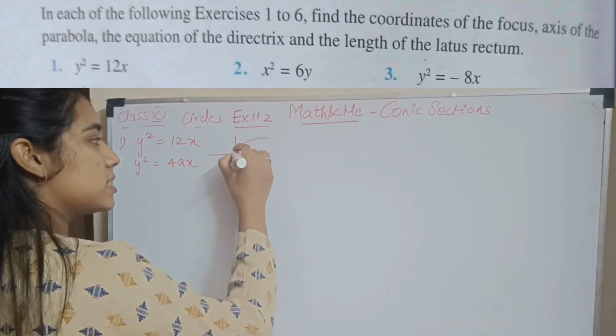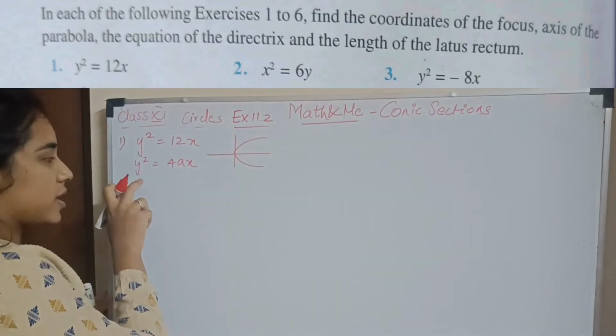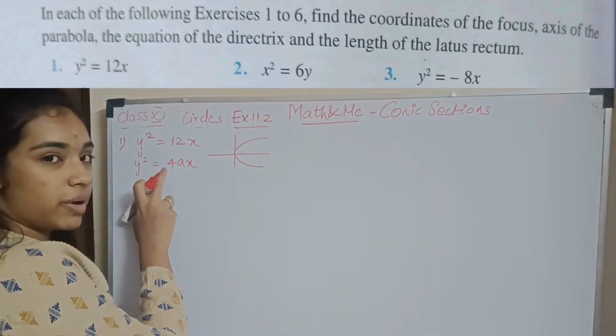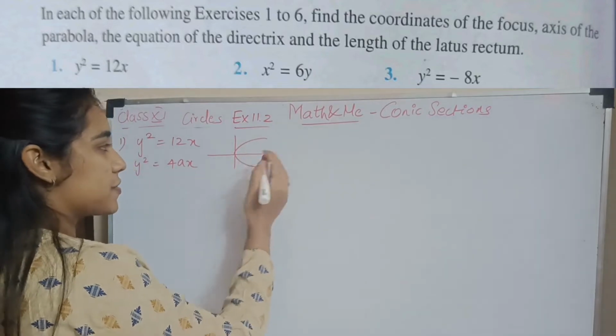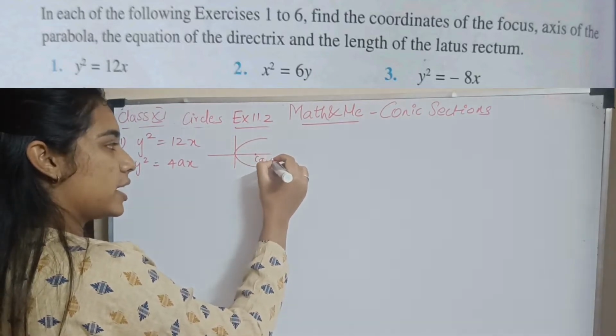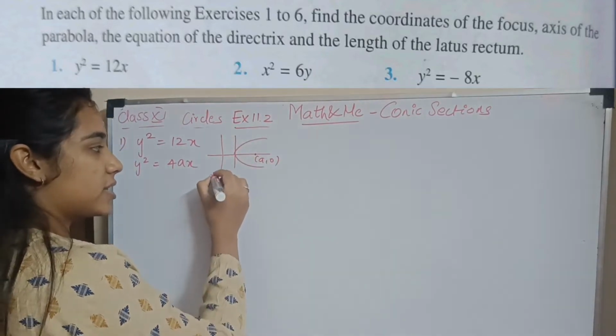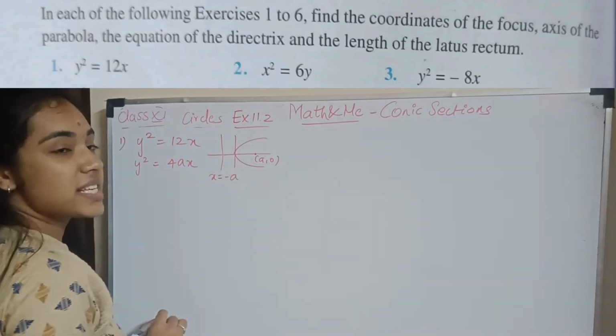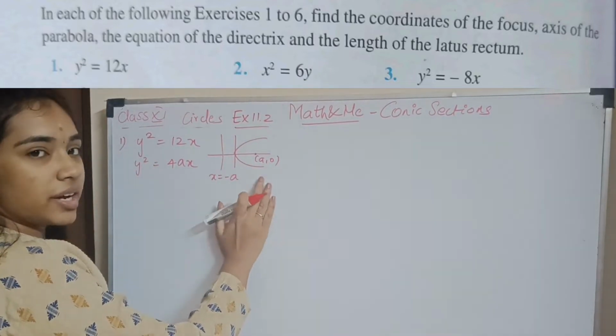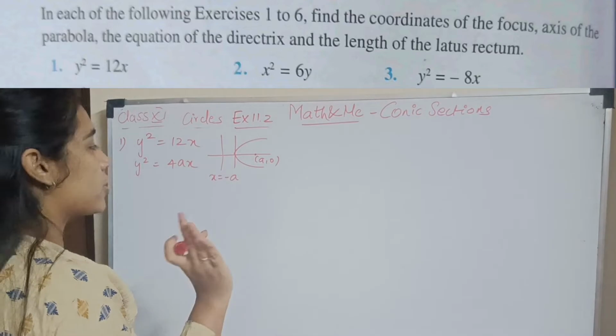This is a right side facing parabola because you have a y square term and you do not have a minus here. You have a plus here. So it is facing this side. So this is your a comma 0 and the equation to your directrix is x equals minus a. For every question, try to interpret this. Okay, it will be easy for you to solve the question.